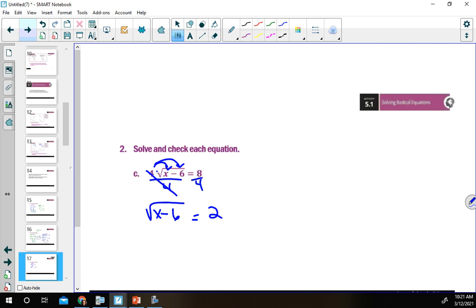Okay, so what I did to one side, I did to my other side, so I got 2. So now I'm going to square both sides. So this will cancel. So I got x minus 6 is equal to 2 squared, which is 4. And now I can add that 6 to get 10.